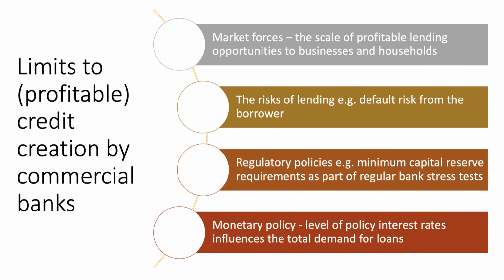A third constraint on banks are regulatory policies. So the central bank, Bank of England, or other agencies such as the Financial Conduct Authority, might put in place minimum capital reserve requirements. So banks have to hold back a minimum percentage of their assets, either in cash or other liquid, easily accessible forms, in order to cope with the slings and arrows of outrageous fortune, including economies going into recession or suffering from shocks.